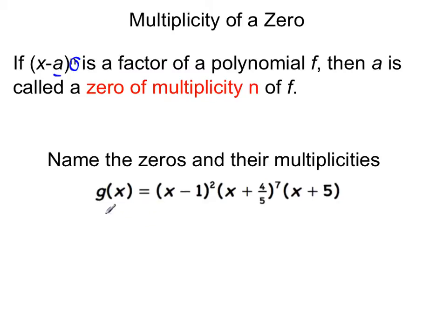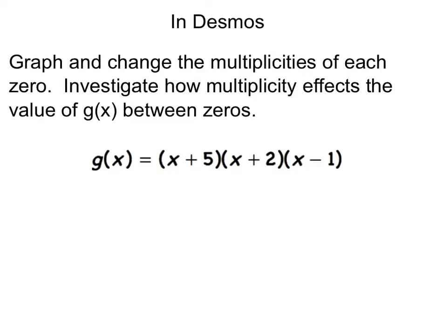Okay, so I have these zeros: 1, -4/5, and -5. The multiplicities are these: 2, because that's the exponent that's on that factor, 7 here, and 1. Now, multiplicities are going to tell us something very nice when we're graphing. You'll see that in a little bit.